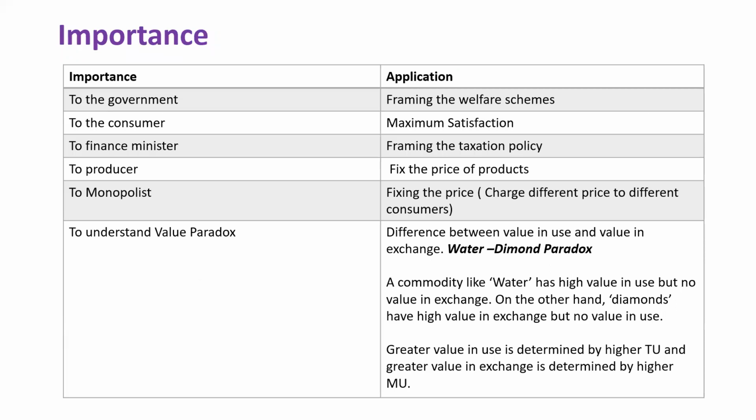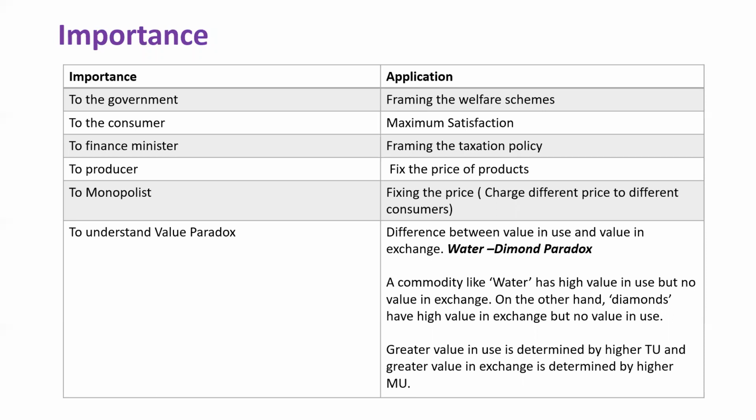If we see the importance of this law, it is important to the government, consumer, finance minister, producer, monopolist, and to understand the value paradox. So we take them one by one. On the part of the government, this diminishing marginal utility concept is very important in framing welfare schemes. Once we frame the welfare schemes, we see what type of schemes we have to implement that will increase the utility of consumers, or the citizens.